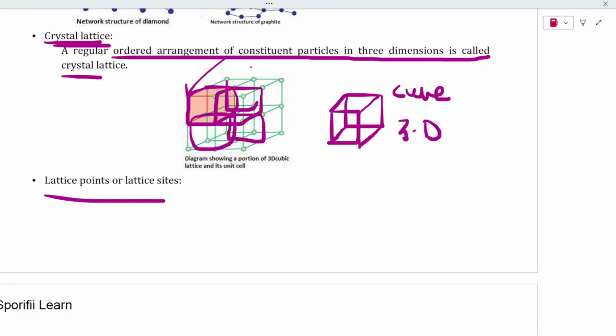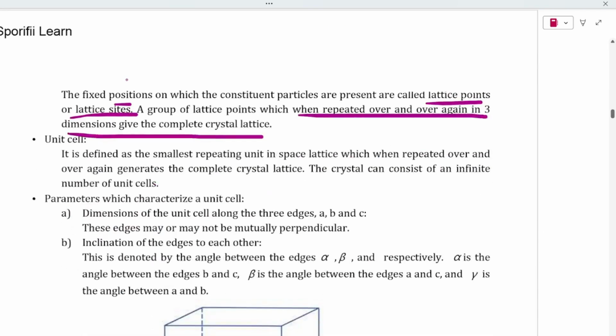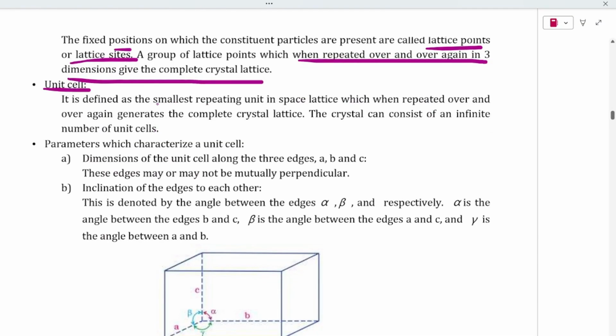Here also, in the same way, there are more than 3 cubes that will form a complete crystal lattice. Okay, unit cell is defined as the smallest repeating unit. The most smallest repeating unit is called a unit cell. Parameters that we have to consider is the dimension of the unit cell.